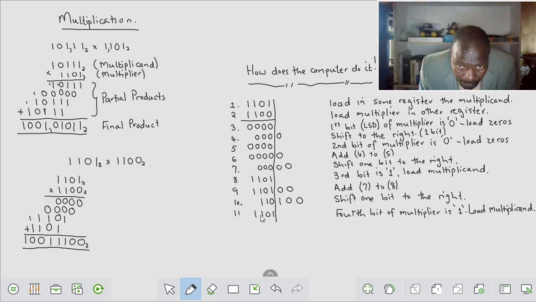Okay, so we loaded the multiplicand. There is our multiplicand. So after we load, what do we do next? We carefully add 10 and 11. The content of 10 and 11, that is a 1.